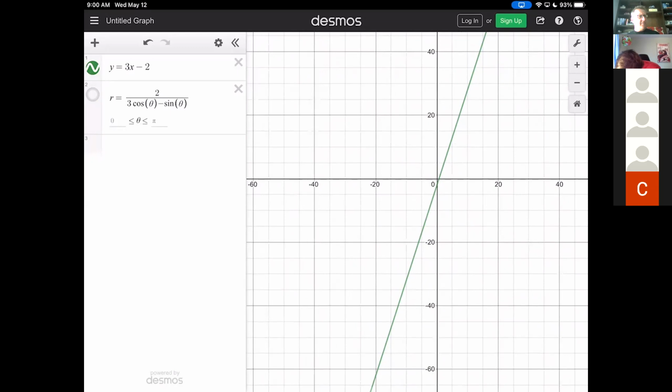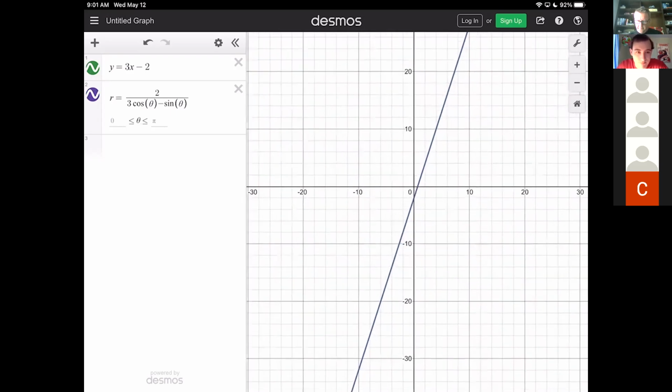If there's a derivative and you want to find the slope, you can appreciate, wow, look, the green line, the slope is 3. I can see that. But what's the slope in r equals 2 over 3 cosine of theta minus sine of theta? If it is possible to find it out, that doesn't seem like a good thing. So that's just kind of interesting. They really are the same graph. That's kind of strange.